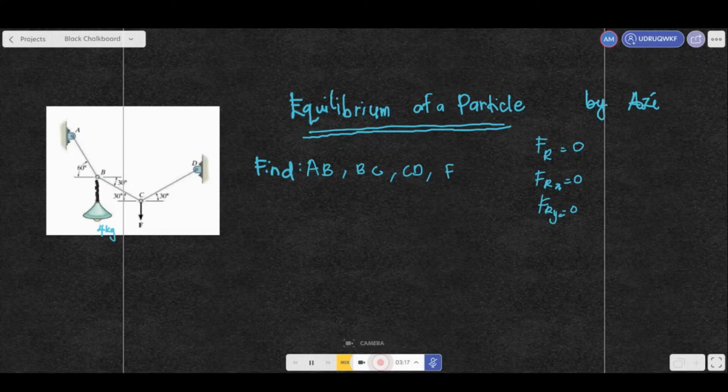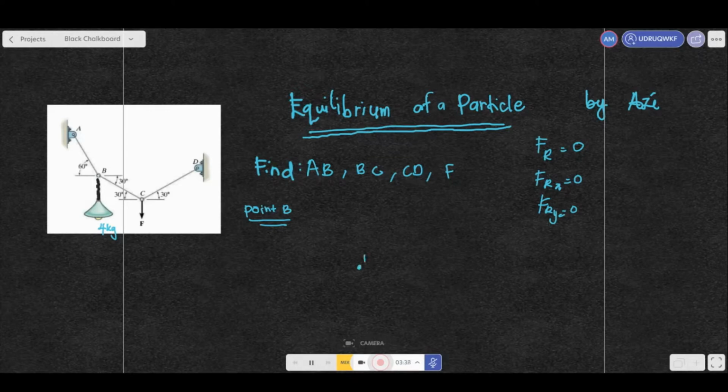So we have point B. We need to draw the FBD for point B. The cable is in tension because we focus on point B. We have the lamp here, so 4 times 9.81, and you get the weight.